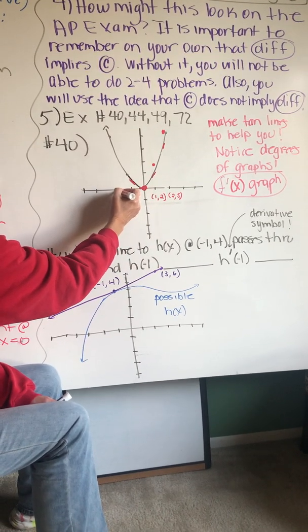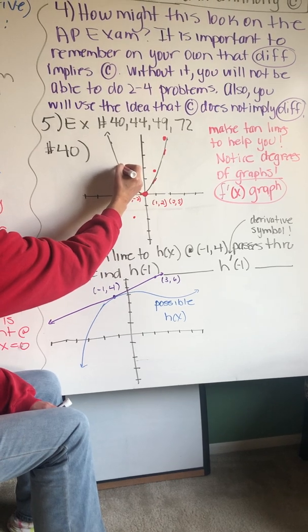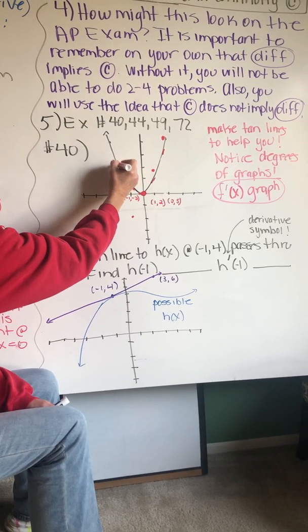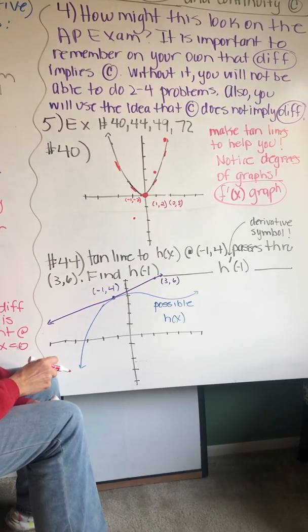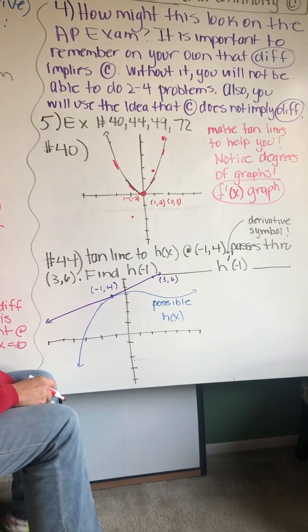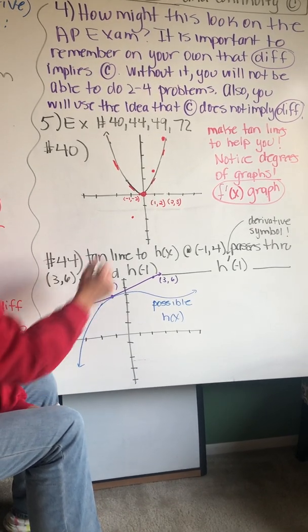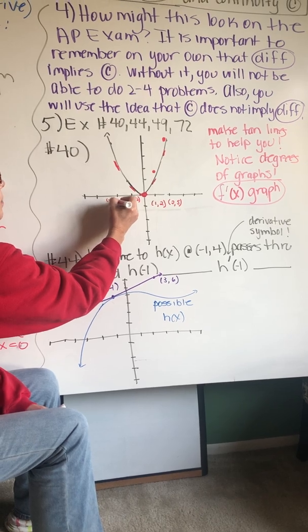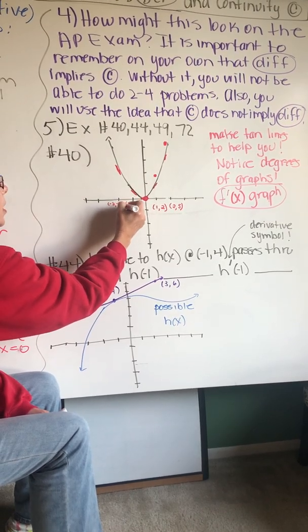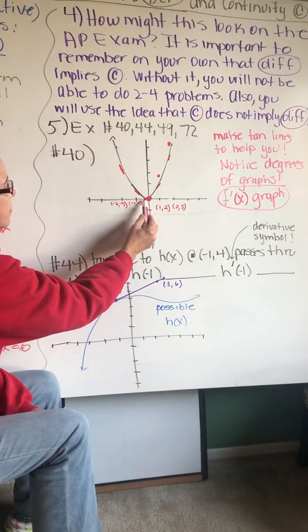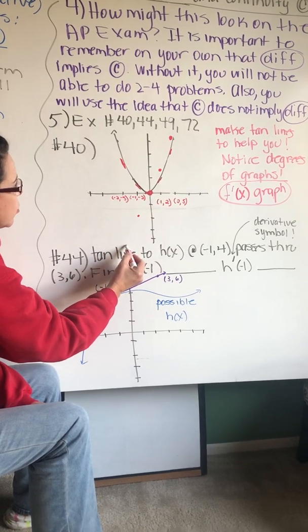Notice where x is negative 2, if I drew a tangent line there, it's much more, still negative and much steeper. So how about if we call that a negative 5 slope. So on my derivative graph, where x is negative 2, I'm going to record a negative 5.